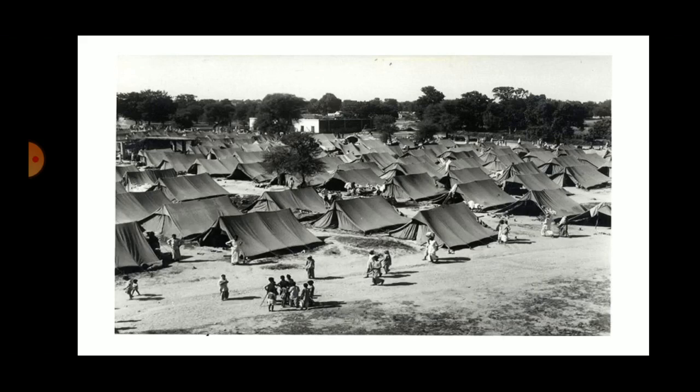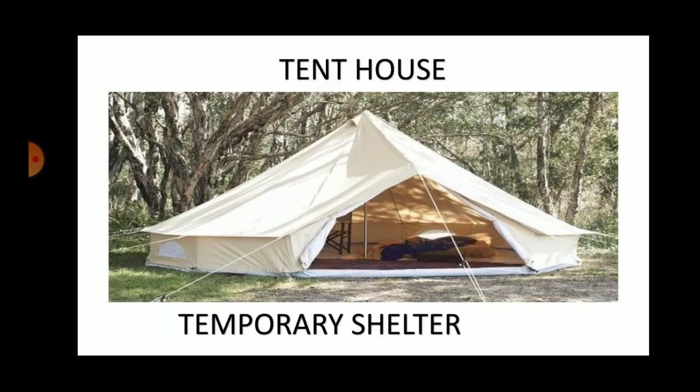Observe the picture here. What type of houses can you see? Yes, these are tent houses. What is a tent house? A tent house is actually a temporary shelter made for a very short period of time.